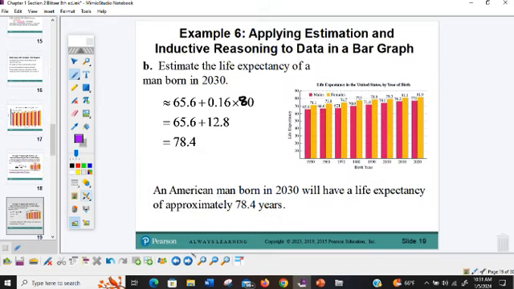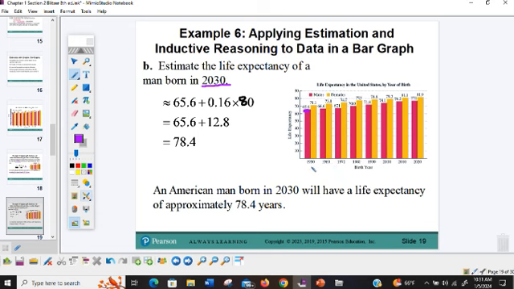Now, let's use that. Part B says, estimate the life expectancy of a man born in 2030. It started in 1950 at 65.6, plus we know it's going to go up 0.16 each year. Now we just have to figure out what we're going to multiply by to get to 2030. Sorry, it's not very neat there. They had a typo in their slide and I had to fix it.